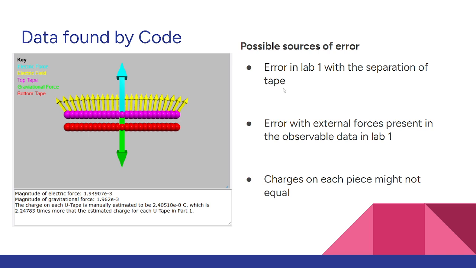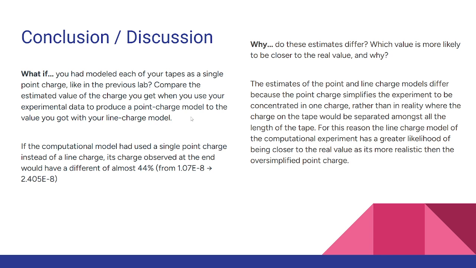The possible sources of error that could have occurred here were the error in lab 1 with the separation of the tape, and the error with external forces present in the observable data in lab 1, such as the air might have affected the experiment in lab 1, and the charges on each piece might not be equal. So right here, we just guessed that everything was equal, but it might not have been equal in the actual charge. Okay, so conclusion and discussion.